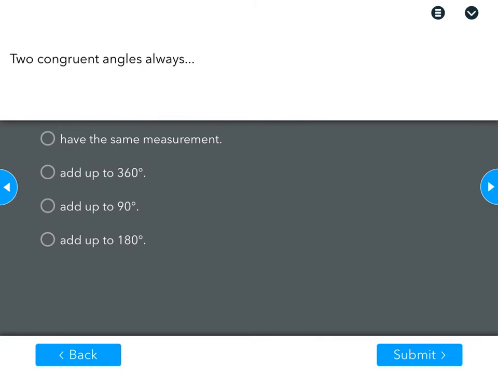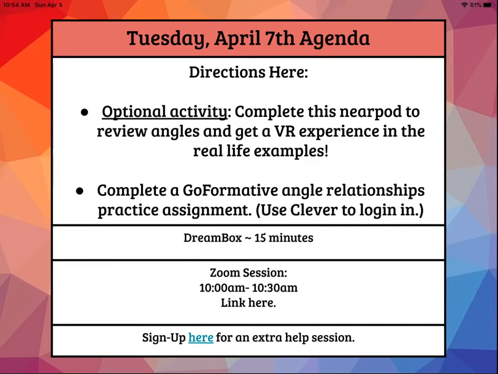So congruent angles. Congruent means same size and same shape. So congruent angles right here have the same measure. So that's a good practice quiz for you. So that was the optional activity, that Nearpod, to see the VR experience. So I would definitely check it out though. But what you have to do today is the Go Formative.